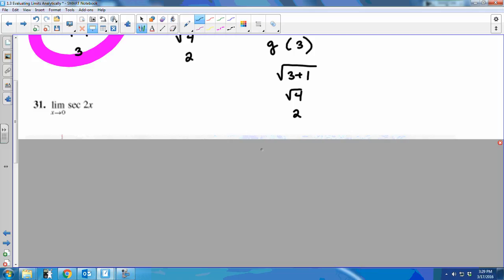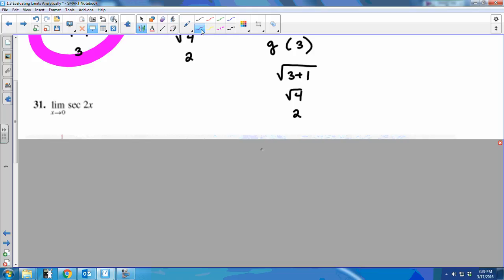For 31, we have secant of 2x. Now, for the trig values, we're going to directly substitute, and then we're going to use the unit circle to get exact values. So if you're using the unit circle, you get exact values. I do not want decimal answers for any of these trig values.